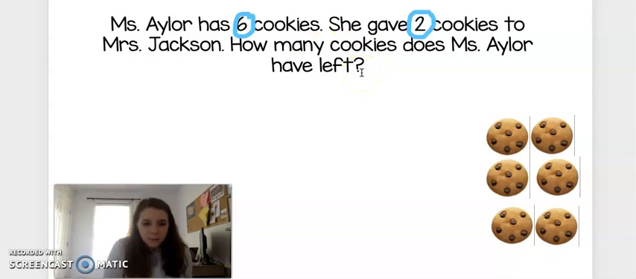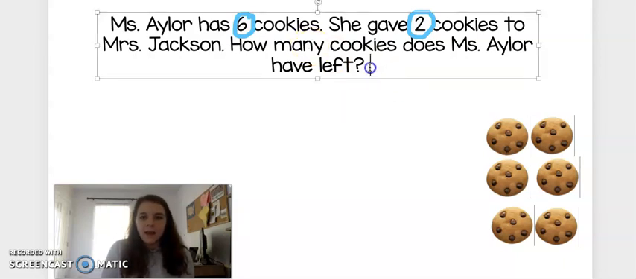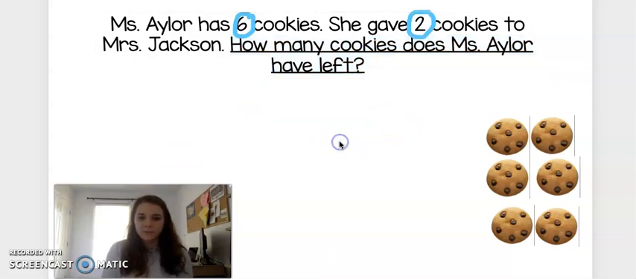So what do we want to know? What is our question asking us? Yeah, it wants to know how many cookies Miss Ayler has. So let's go ahead and we can underline our question. And see, our question's right there that ends with our question mark. We can use this space for our picture.